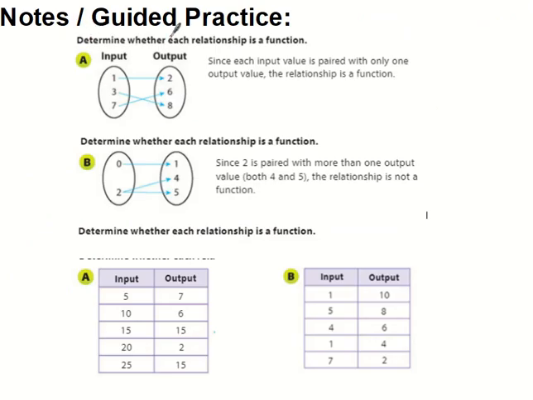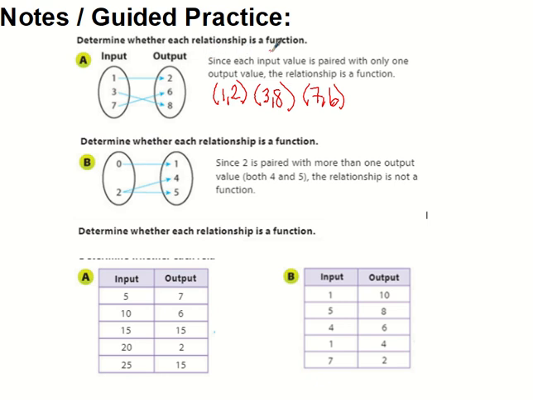So to determine whether a relationship is a function, we look at our inputs and then our outputs, okay? So these are like our points. These are our x's, 1, 3, 7, and these are our y's, 2, 6, and 8. And what we've done is we've connected our x's with our y's. So 1 is with 2, that makes the point (1, 2). And since 3 is being pointed to 8, that's the point (3, 8). And then 7 is pointing to 6, so it's the point (7, 6).